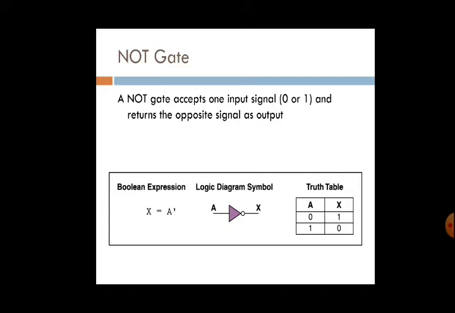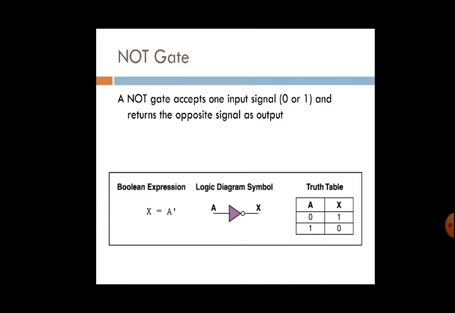See the truth table. When input A is 0, output X is 1. And when input A is 1, output X is 0. This is called NOT gate, right? Boolean expression is X is equal to A bar, right? It means, in short, the output of NOT gate is the complement of input. In the middle, we see the logic diagram symbol of NOT gate. So this is all about NOT gate.